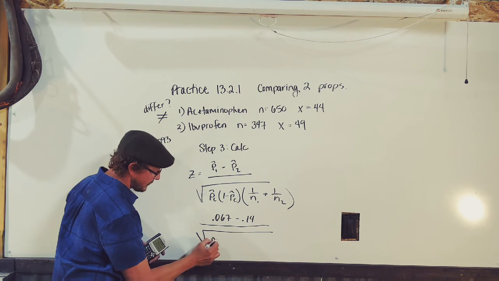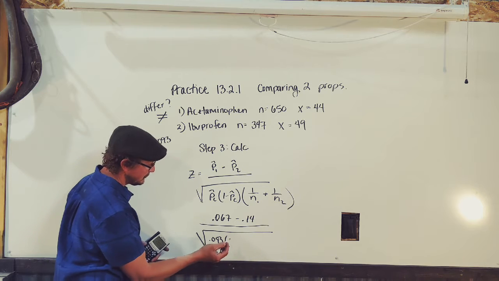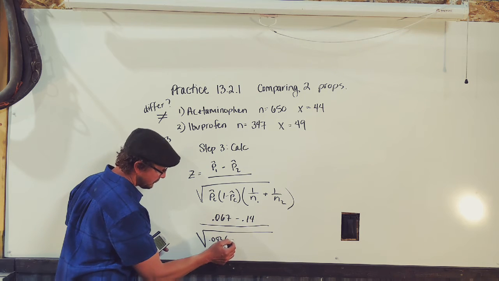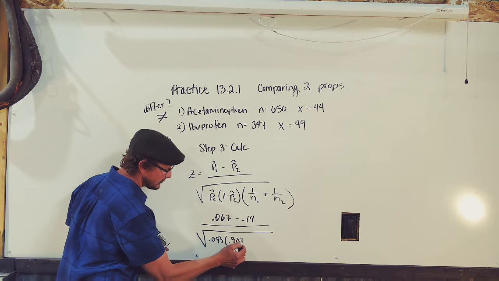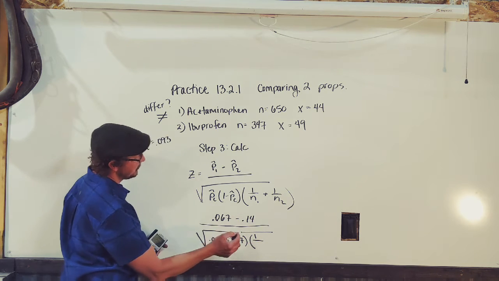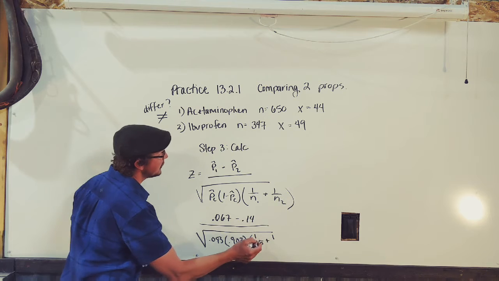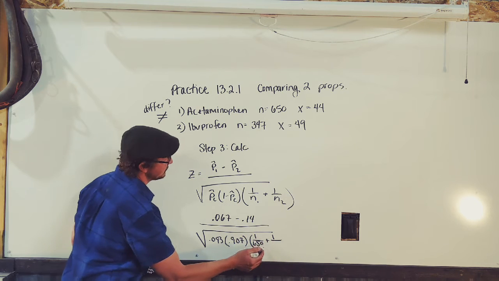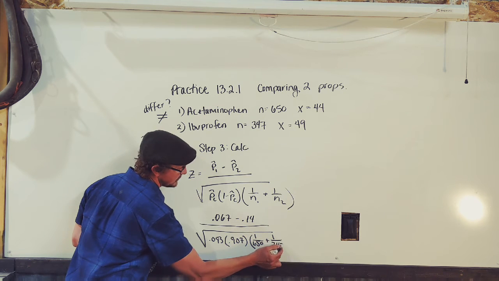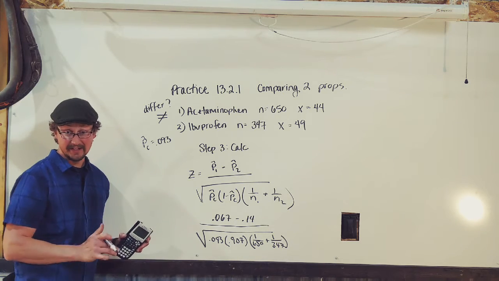Here's that 0.093 that we calculated earlier times its complement, which is 0.907, times 1 over our sample size, 650, plus 1 over our sample size, 347. Okay, then I'm not going to put any of that in my calculator.